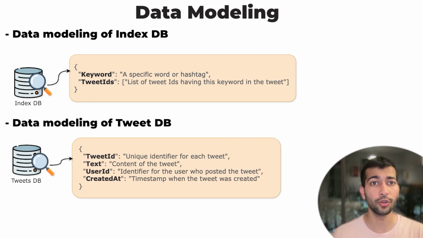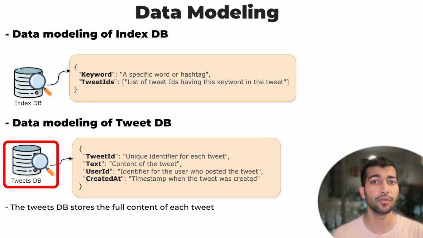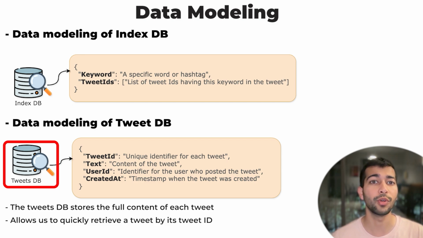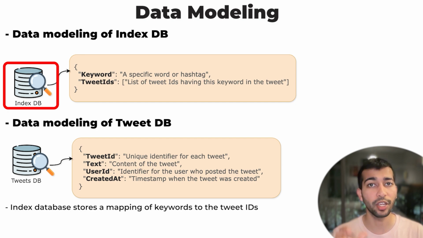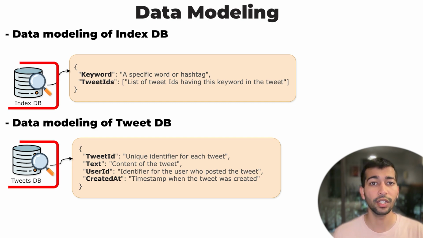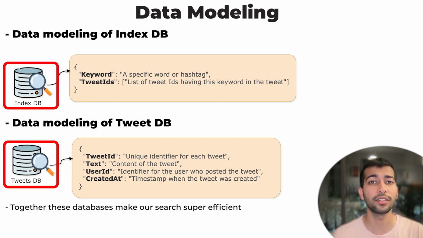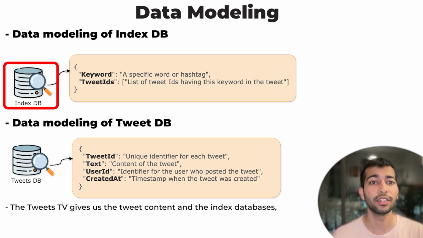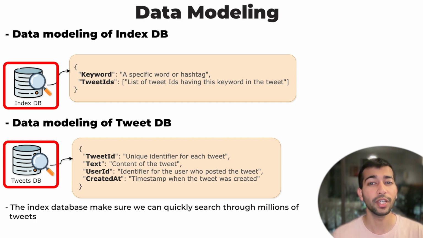Now putting it all together, the TweetsDB stores the full content of each tweet, and that allows us to quickly retrieve a tweet by its tweet ID. Similarly, the index database stores a mapping of keywords to the tweet IDs, allowing us to quickly find which tweets contain certain keywords. Together, these databases make our search super efficient. The TweetsDB gives us the tweet content, and the index database makes sure we can quickly search through millions of tweets to find the right results in a matter of milliseconds.